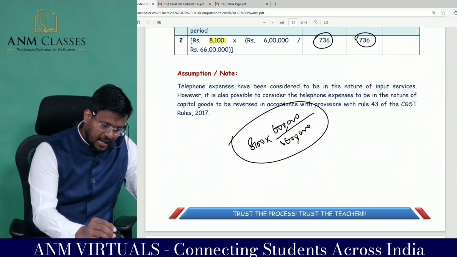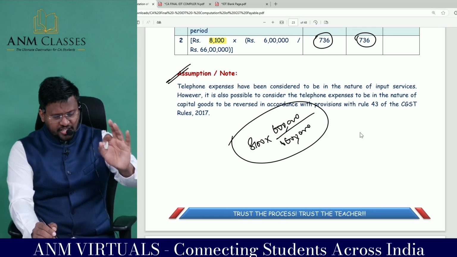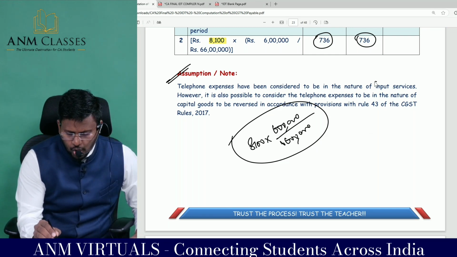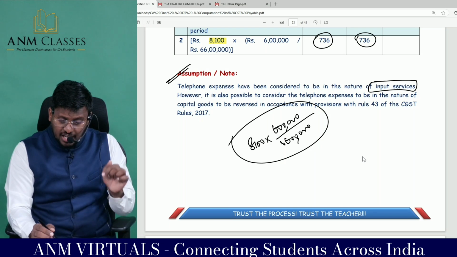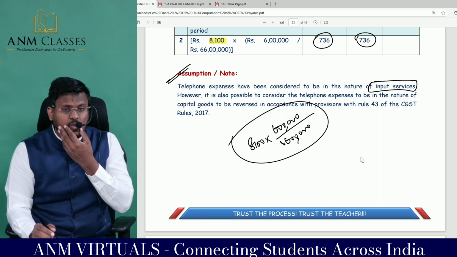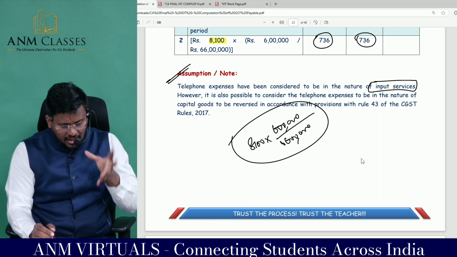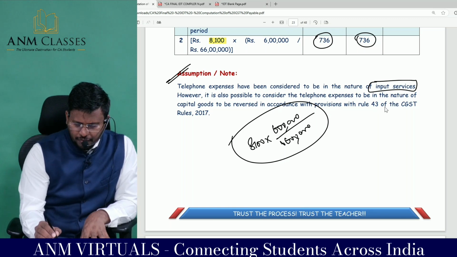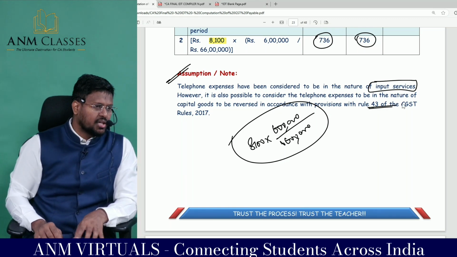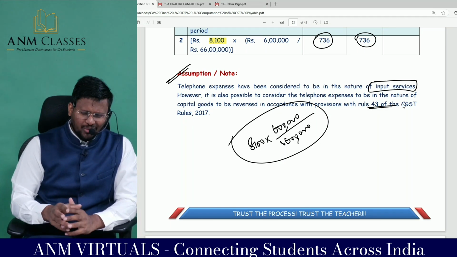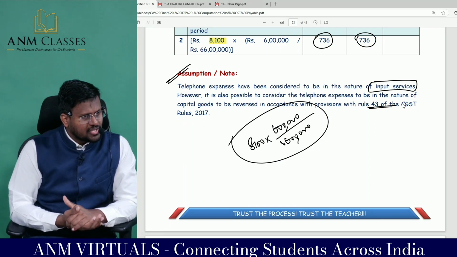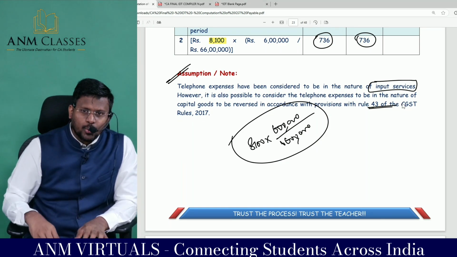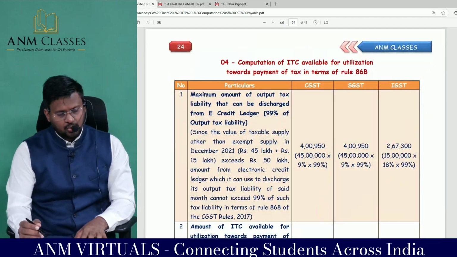730. Assumption or note: telephone expense has been considered to be in the nature of input services. However, it is also possible to consider the telephone expense to be in the nature of capital goods, to be reversed in accordance with the provisions of Rule 43 of the CGST Rules. So we have no need of it. We have treated the telephone expenses as input services. Better, straight away, in one shot, you can take it as ITC. Fantastic to the core.